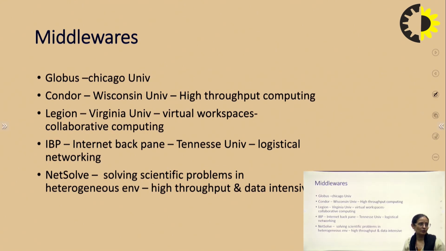These are a few examples of middlewares. For example, Globus, it was introduced by Chicago. Condor basically uses the high throughput computing model. Legion, given by the University of Virginia, provides virtual workspaces and uses the collaborative computing model. IBP, that is Internet Backplane, is provided by the University of Tennessee, and it is based on logistical networking. NetSolve is designed for solving scientific problems in heterogeneous environments, and the model here is high throughput and data intensive models.